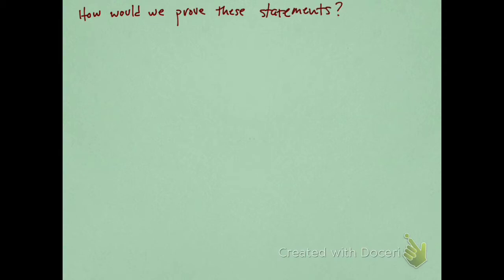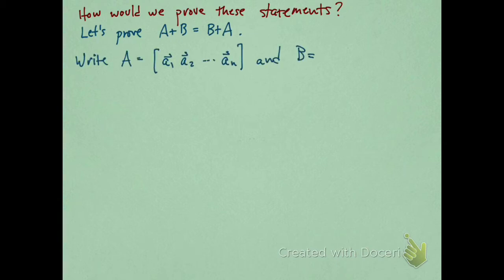One of the things to think about is how we might go about proving such statements are true. So let's prove A plus B equals B plus A, so you get a sense of what proofs look like in this setting. What we're going to do is prove that the columns of A plus B are the same as the columns of B plus A, and then that'll show that the two matrices are the same. We have to give the columns names. So let A have columns A1 up to An, and let B have columns B1 up to Bn.